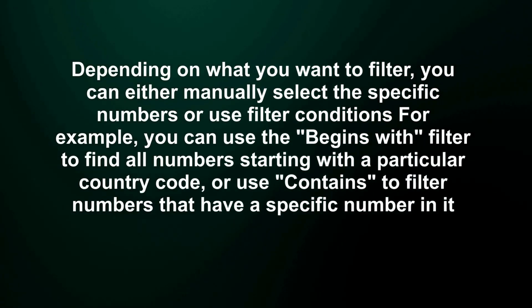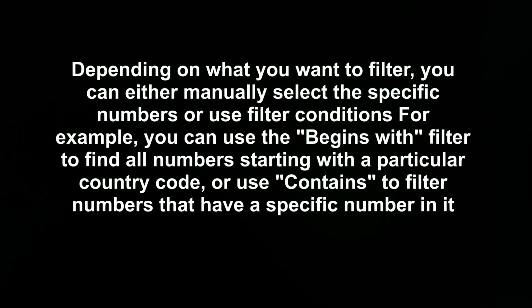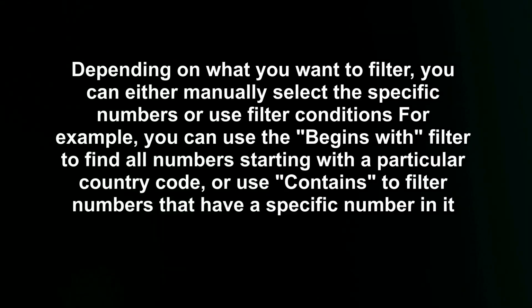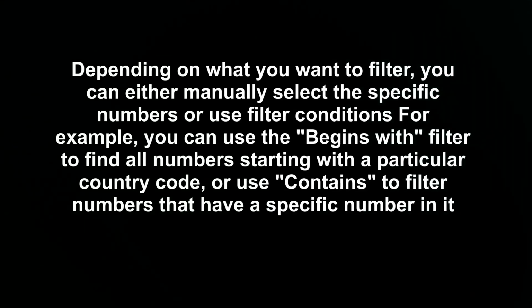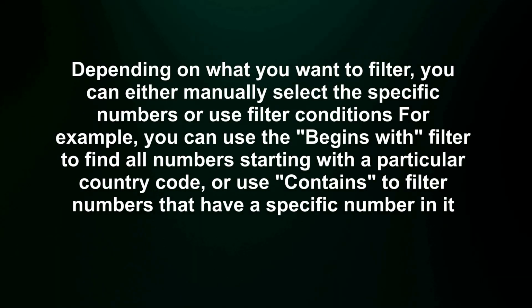Depending on what you want to filter, you can either manually select the specific numbers or use filter conditions. For example, you can use the begins with filter to find all numbers starting with a particular country code, or use contains to filter numbers that have a specific number in it.